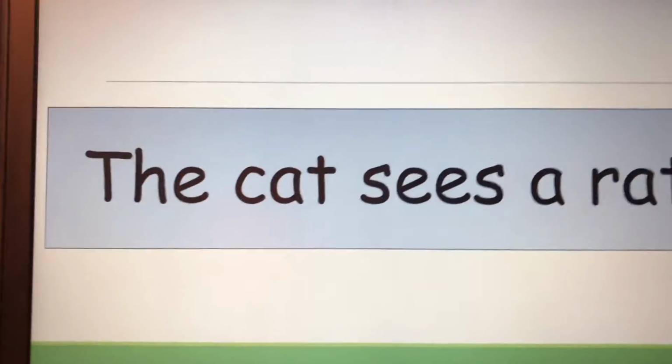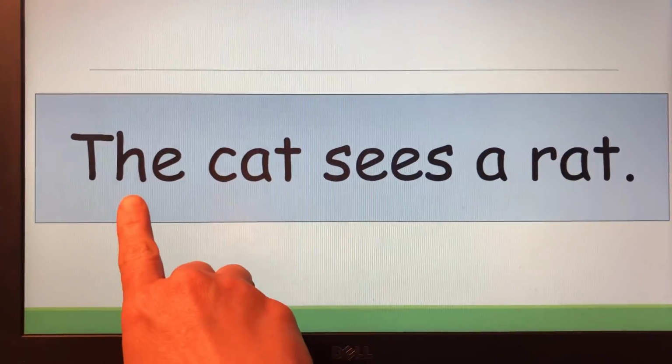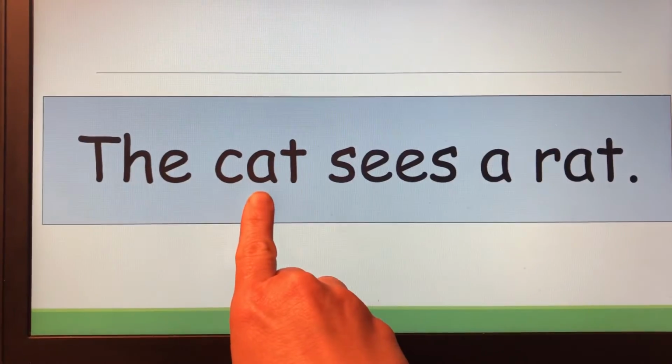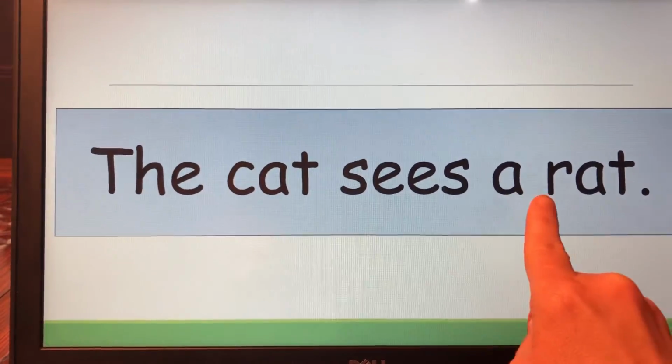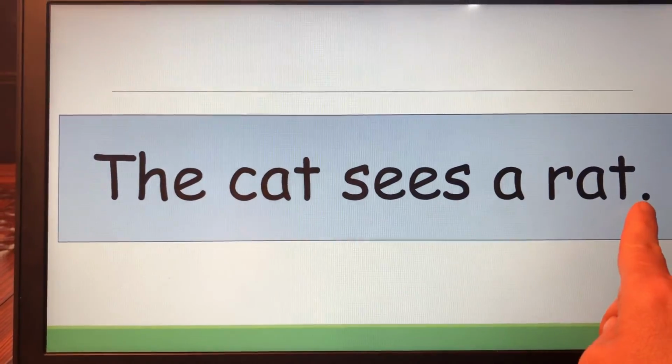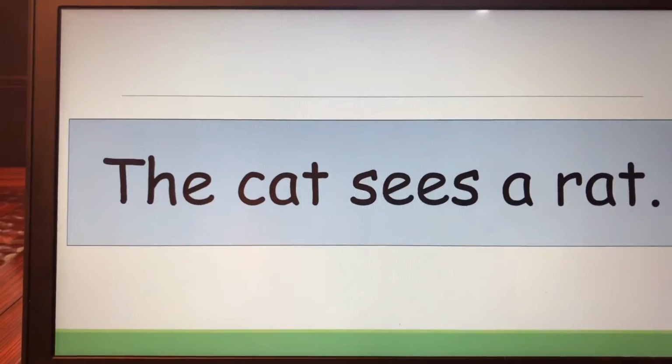Now it's time to check your sentence. Let's see if you got all 5 words in there. The cat sees a rat. Did you remember to put a period at the end of your sentence? I hope you did.